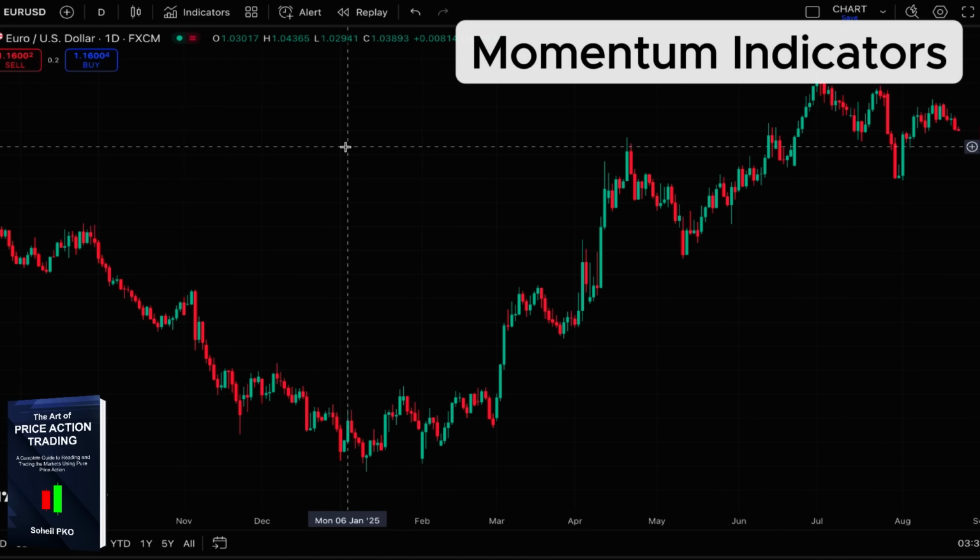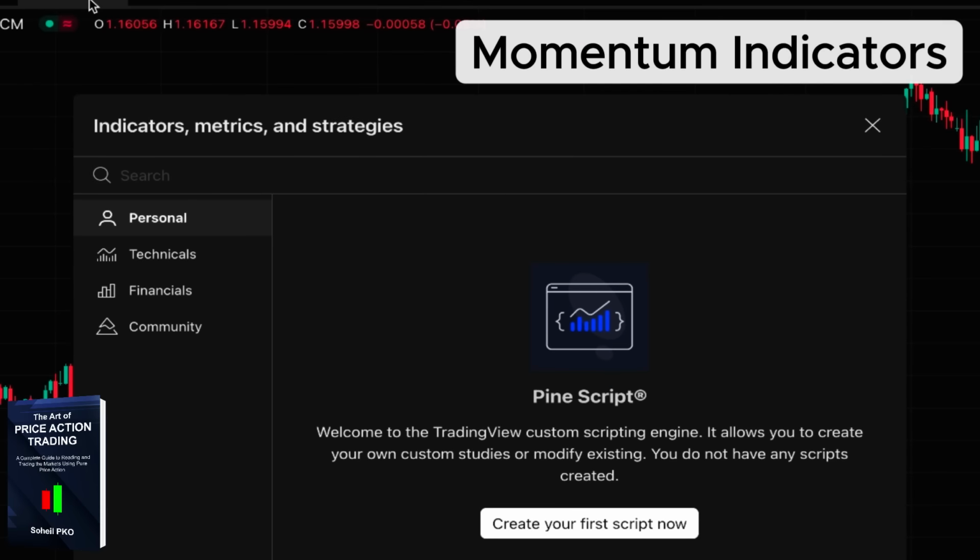Alright, the next category, momentum indicators. Momentum indicators can also be used for trend identification, but they can also show momentum changes within a trend. So they can show more information. So besides helping with trends, they can also help us with overbought and oversold conditions, divergences, and buy-sell signals based on the momentum changes. The first one that I want to introduce is MACD.